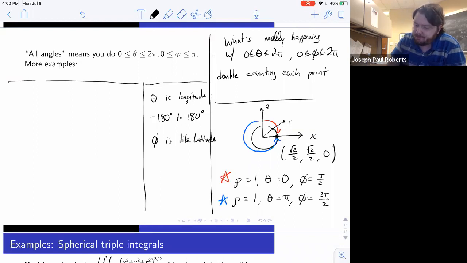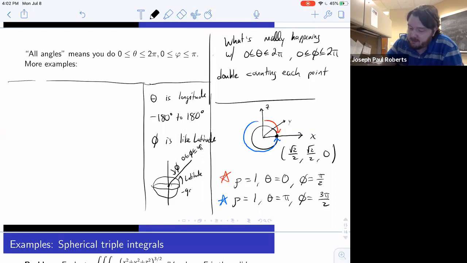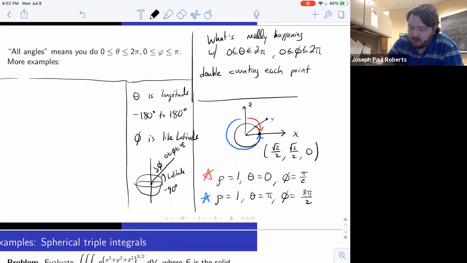Our phi starts at the positive z-axis, or the North Pole. So this is phi, and our range for phi is 0 to pi, whereas latitude is the angle from the equator. So latitude goes from 90 degrees south to 90 degrees north. And so the range of latitude is actually half that of longitude.